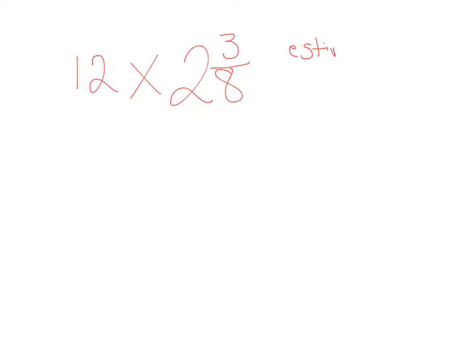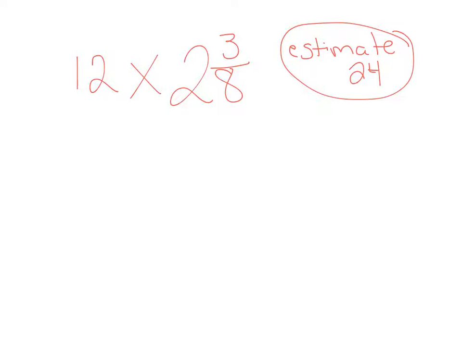Let's do an example where we do a whole number, 12 times a mixed number, 2 3/8. Okay. If we estimate this, just so we get a little practice estimating and getting an idea of our answer, 2 3/8 is closer to 2 than it is to 3, so 2 times 12 is 24. Our answer should be somewhere around 24, so I'm just going to write that. That helps me to know if, when I do my problem, my answer is reasonable.